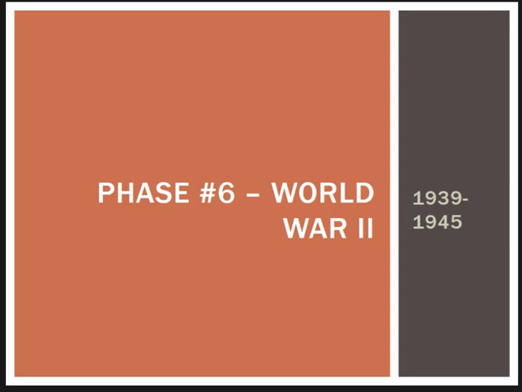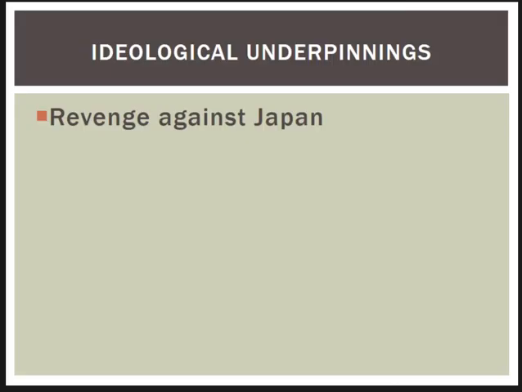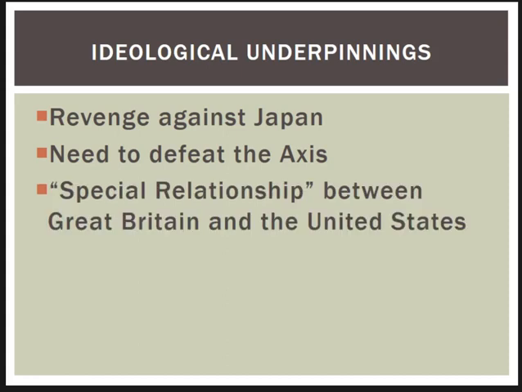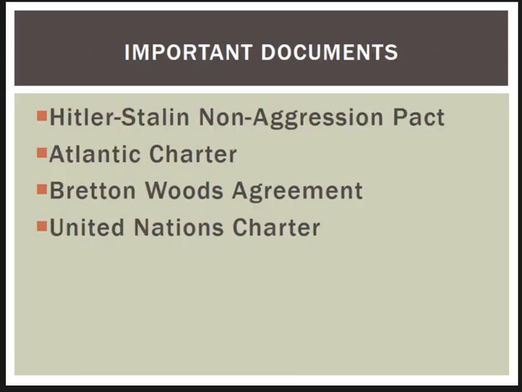World War II. Now, we're not going to talk a lot about World War II. You know a lot about it. Let's go to the ideological underpinnings. Certainly revenge against Japan. Japan bombed Pearl Harbor, and we wanted revenge against them. The perceived need to defeat this Rome-Tokyo-Berlin axis. It saw the development of a special relationship between Great Britain and the United States, in which we became literally the best of friends, and that special relationship continues right down to today.